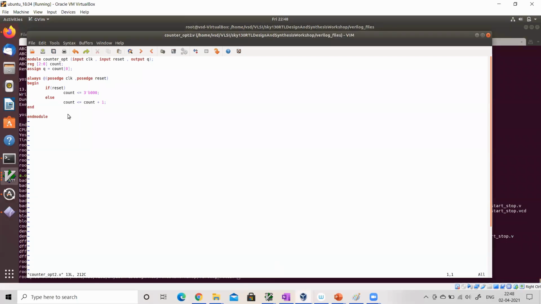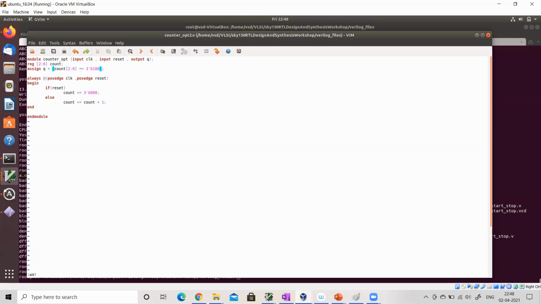Now what I'm going to do, instead of saying q equal to this, I am going to write the other statement, what we discussed in our case 2. count[2:0] equal to 3'b100. Let's see what happens.